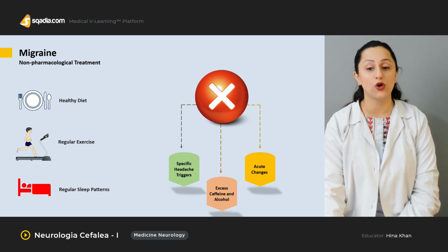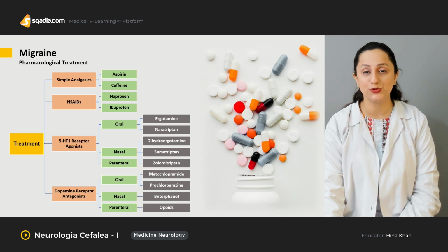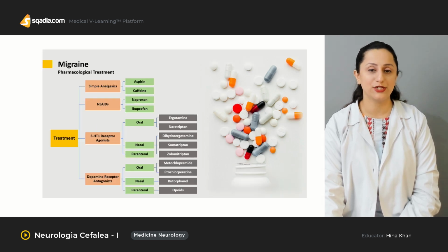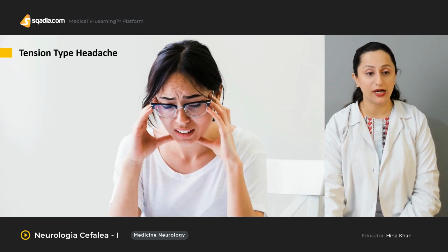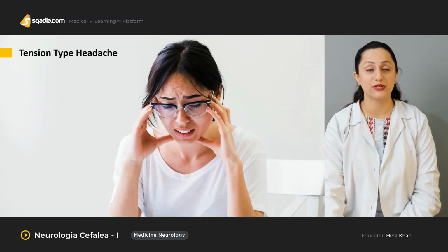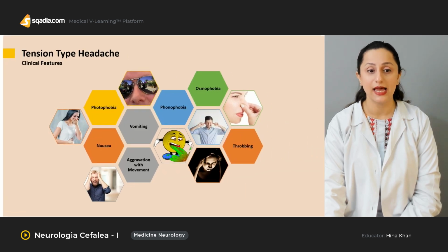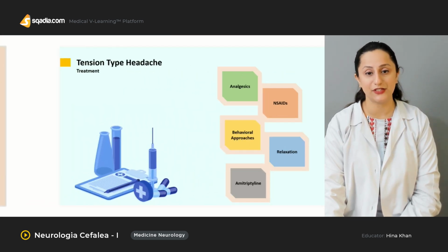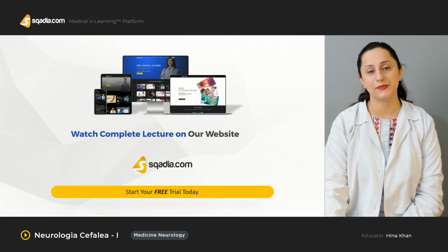We'll be discussing the non-pharmacological as well as the pharmacological treatment that we usually resort to in patients of the migrainous activities, the pharmacological drugs that we usually prescribe to the patients. And we'll be discussing the tension type headaches as well over here, giving you a classification and an overview of the clinical features as well. The treatment would be discussed in detail over here as well.